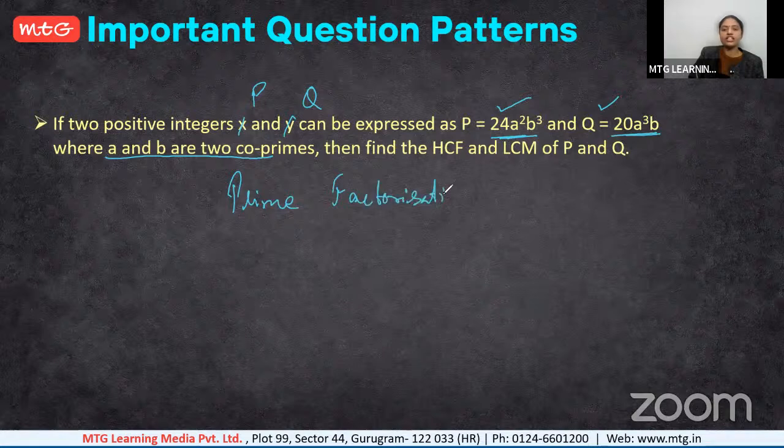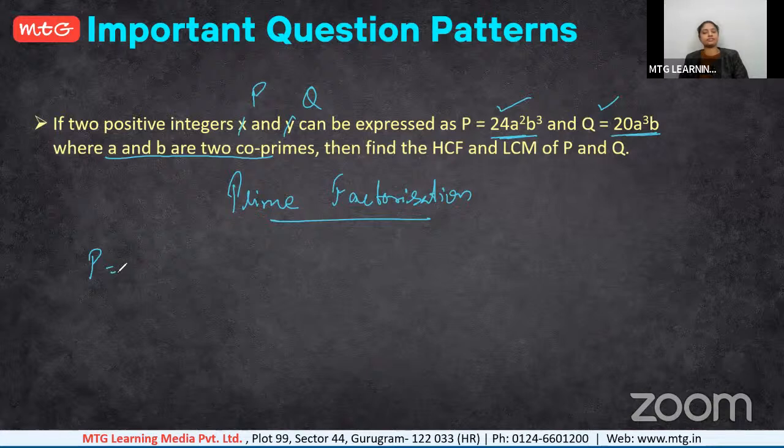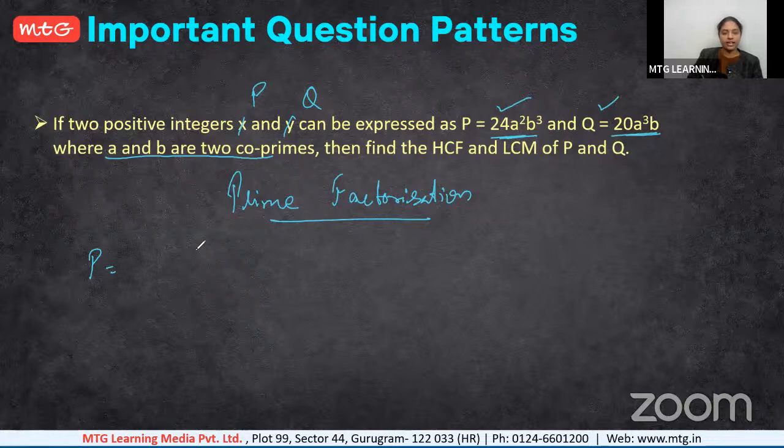So now if I want to do this prime factorization, I should do it for every number. I'll do it for P first. Can anyone tell me what would be the prime factorization of P here? What could be the prime factors of 24? Very nice. Yes, absolutely right. Here 24 could be factorized as 2 cube into 3, and the rest as A square B cube.